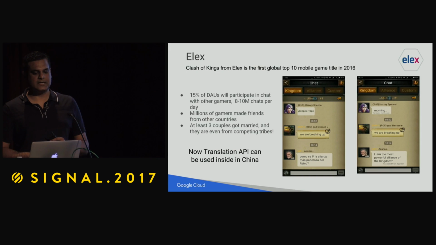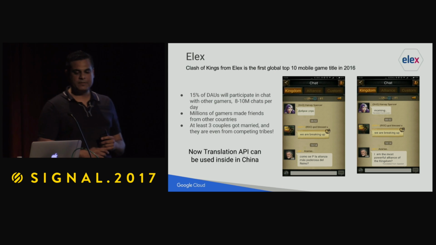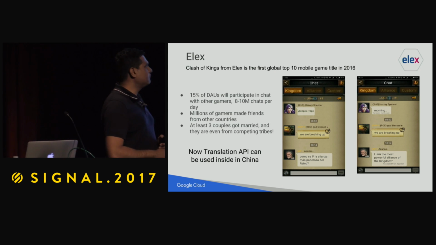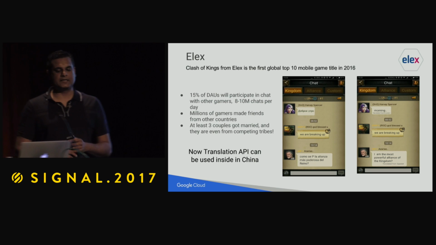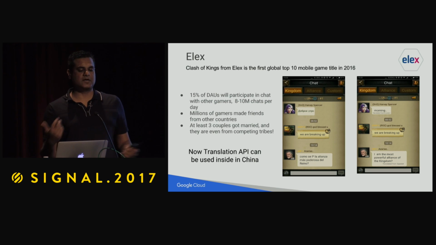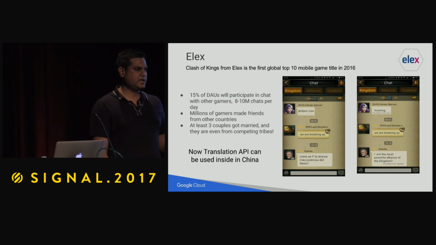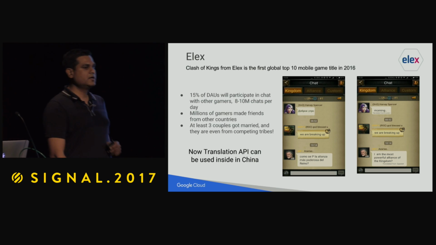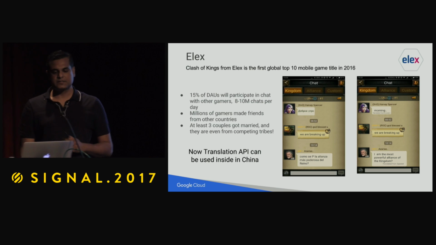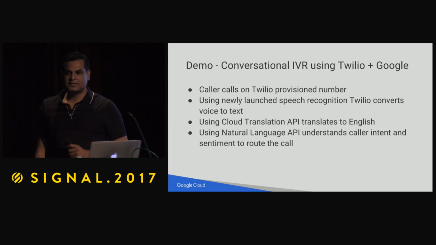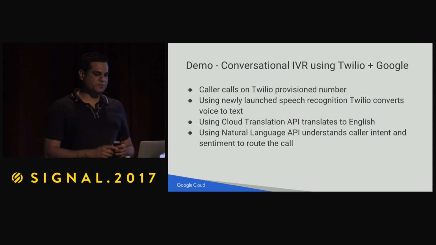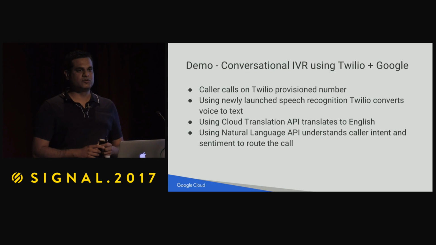Another big example is Alex. They are the makers of Clash of Kings, one of the biggest top 10 game titles. They are using it to power chat within their gaming environment. Now, the Translation API is also available in China, unlike other Google services. So that's the brief description of what the APIs are.